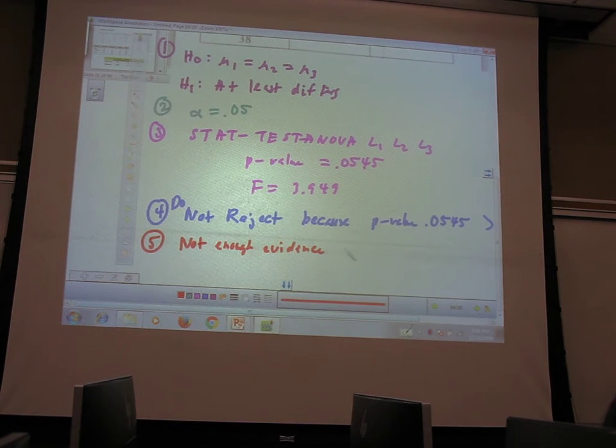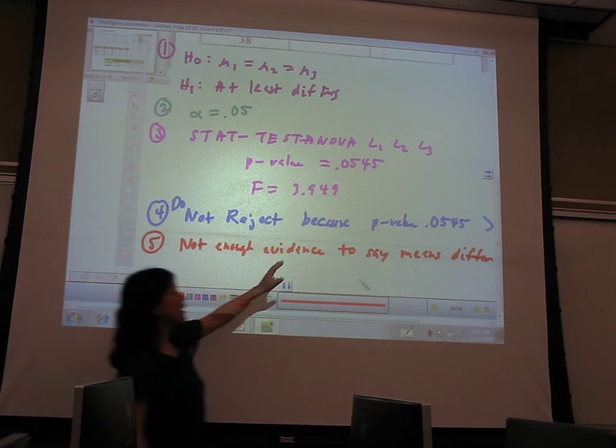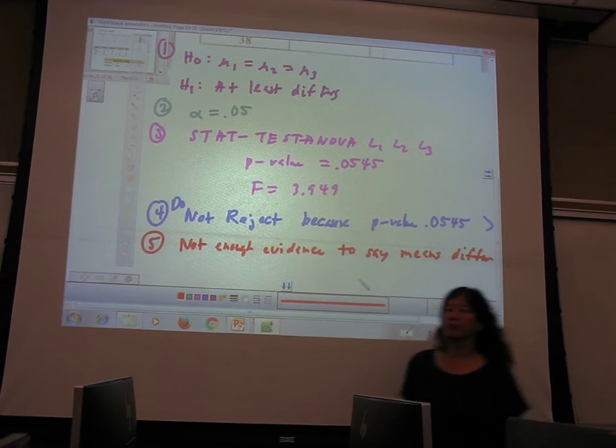There's not enough evidence to say the means differ. You wouldn't say "not enough evidence to reject the claim" means no. Don't even worry about the claims. We are covering this so quickly and simply and basically. Don't even sweat the claims. Just always say the means differ. You might throw a "the" in there. The means differ.